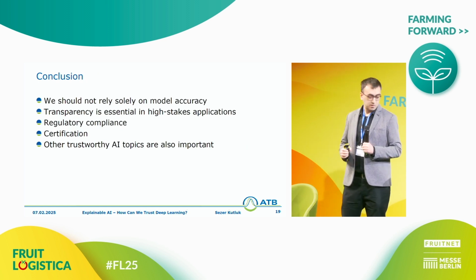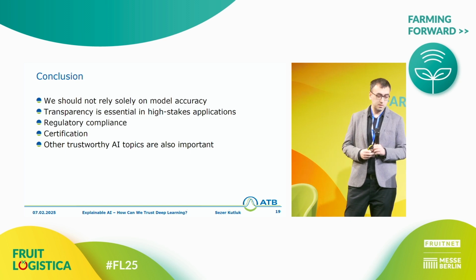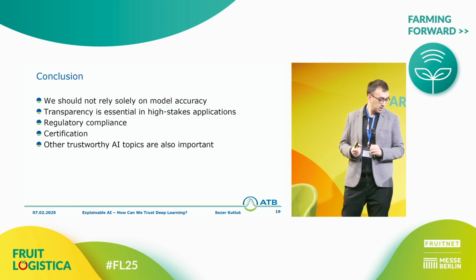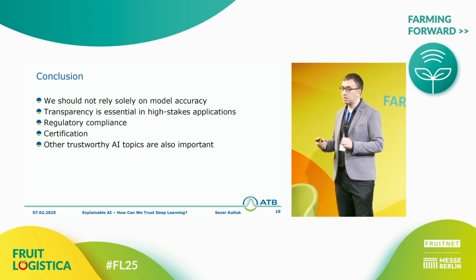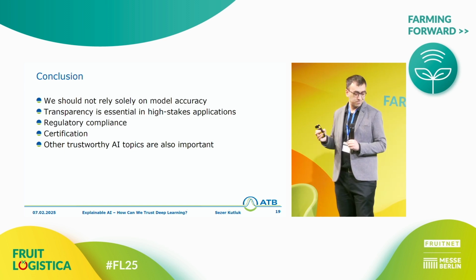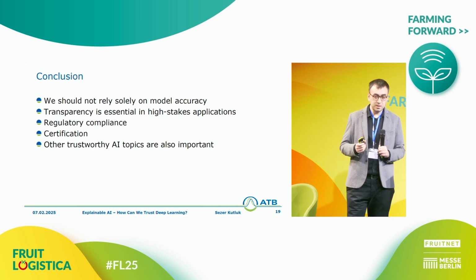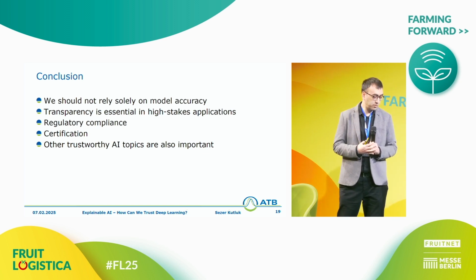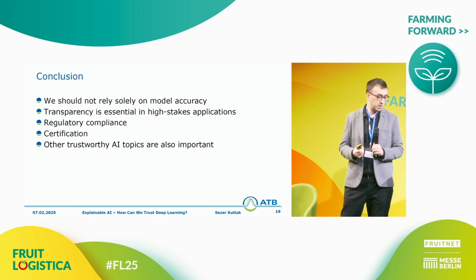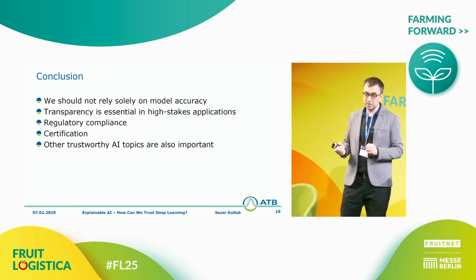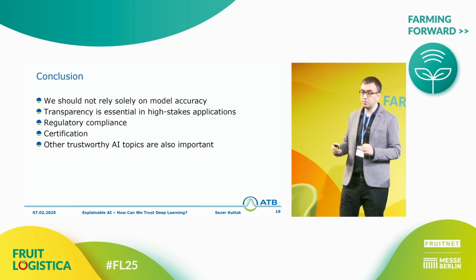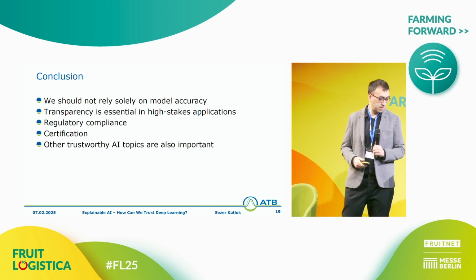So we should not rely solely on model accuracy. We need another layer of trust, and explainable AI is one step towards that. So transparency is essential, especially in high-stakes applications like food security, food production or healthcare. And these kind of works are also necessary for regulatory compliance and certifications. There are also other trustworthiness topics which can also be important based on the nature of the project.